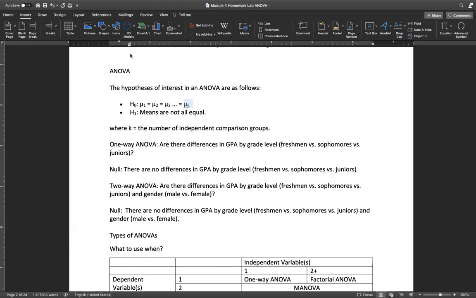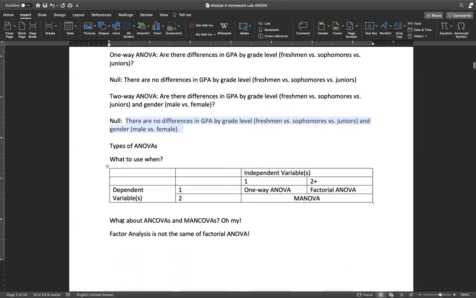A two-way ANOVA would be, are there differences in GPA by grade level, our first variable, and gender, our second variable. So in this case, I have a 3 by 2, right? So there's 3 levels right here, and then there's 2 levels right here. So that would be a 3 by 2, and that null is there is no difference in GPA by grade level or by gender.